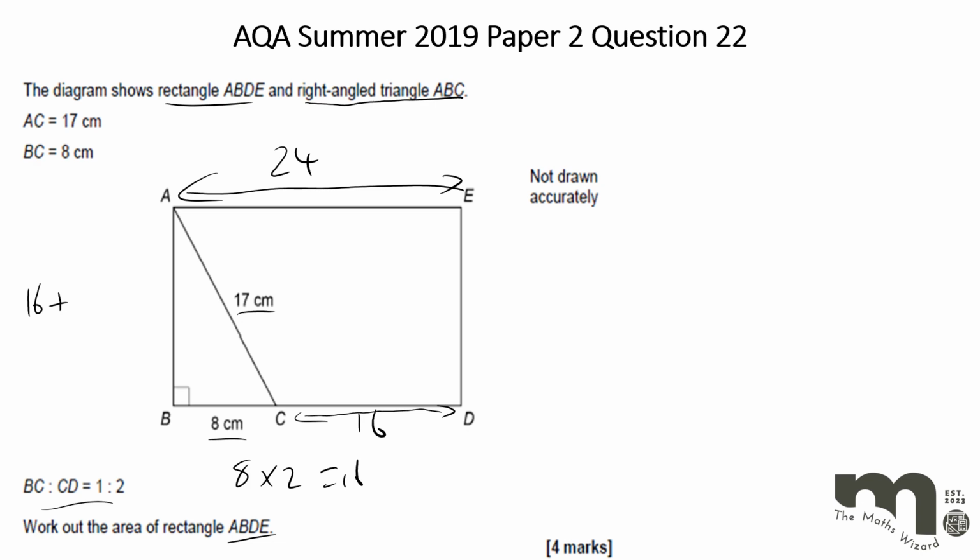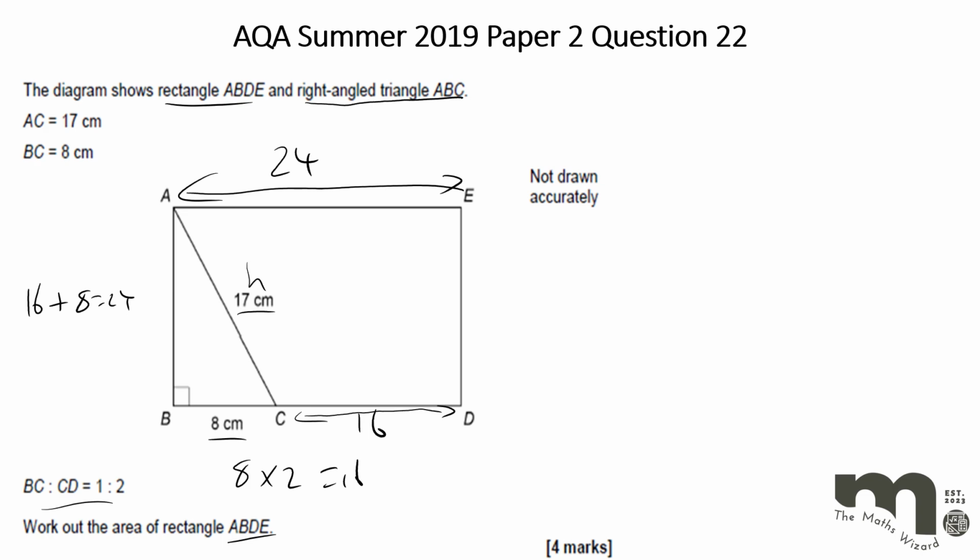Now we've got to deal with this side. Now this side is a little bit trickier, but we have this right angled triangle to help us. So what we can do here is we can use Pythagoras. Now we know the hypotenuse on this one. The hypotenuse is always the side opposite the right angle. So we actually know the longest side on this triangle.